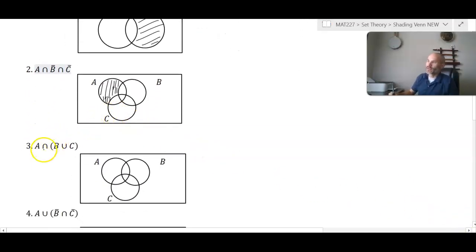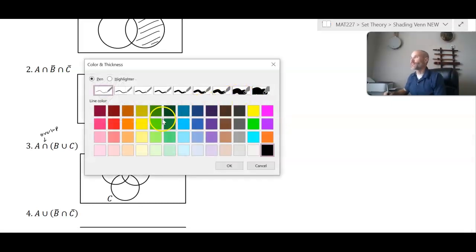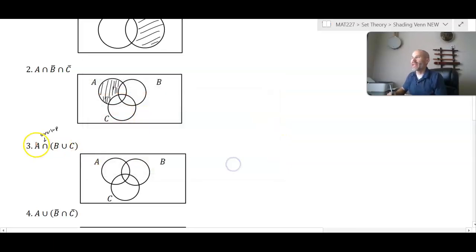Okay, here's another one. This one combines intersection and union, and there's lots of different ways to do this. One way is to just shade what's in the parentheses first, and then shade what's outside of the parentheses and see what they have in common. This is going to be the overlap between A and B union C. So I am in A. I'm going to do this in a different color, and I suggest that you do the same. The highlighter here. I'll shade A like this.